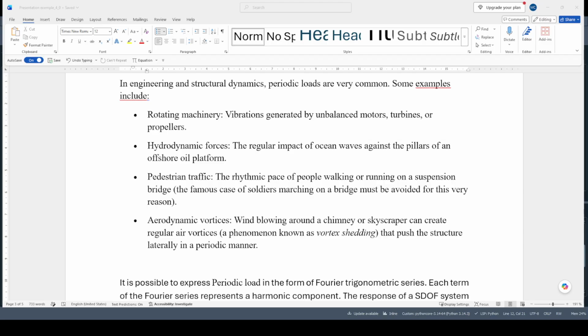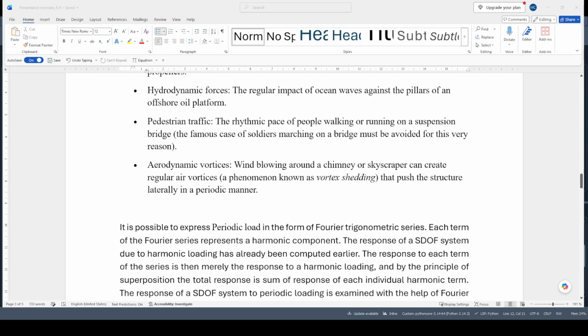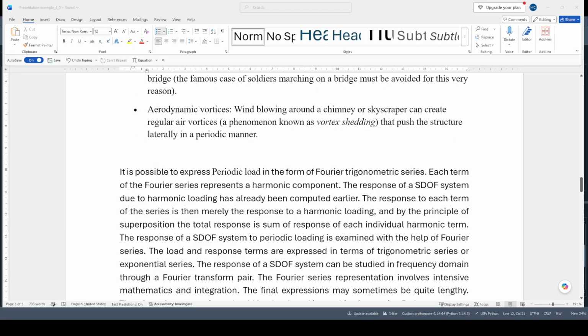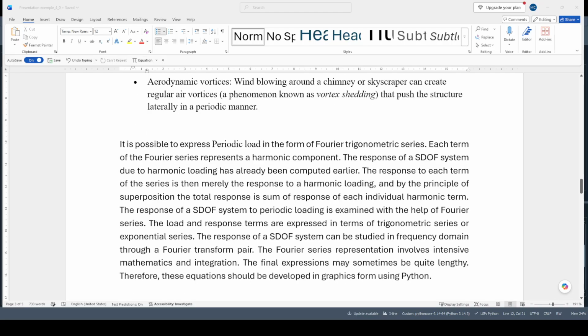There is the case of soldiers marching that caused the resonance of a bridge, and aerodynamic vortices: wind blowing around a chimney or skyscraper can create a regular air force that pushes the structure laterally in a periodic manner. It's possible to express a periodic load in the form of a Fourier trigonometric series.